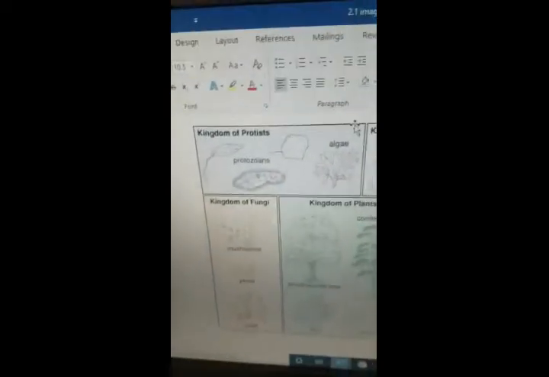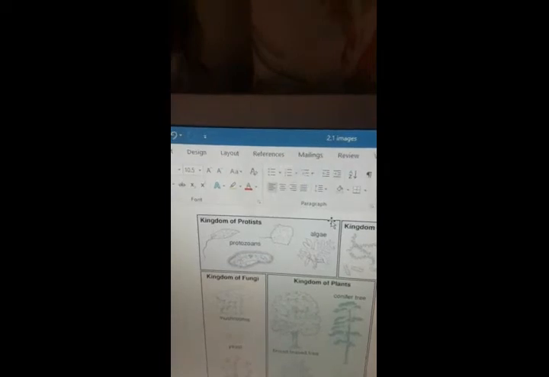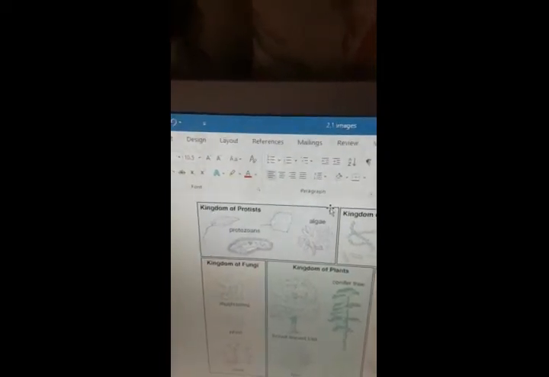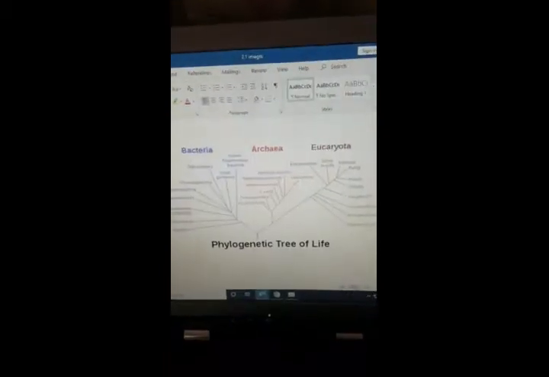To further complicate matters, yeast are single-celled eukaryotes and they're put in the fungi. But that is because their biochemistry, their method of reproduction, their method of nutrition is so similar to the rest of the fungi that it's considered appropriate to put them in there.